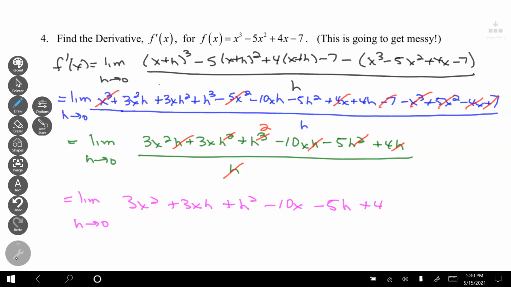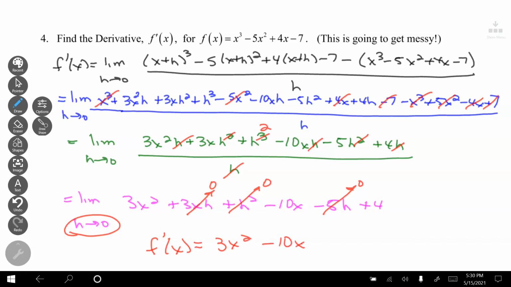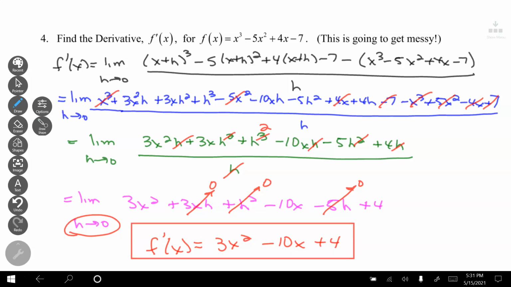And then I can plug in h goes to 0. There's an h here, it goes to 0. There's an h here, it goes to 0. There's an h here, it all goes to 0. And when I'm done, I get f prime of x is equal to 3x squared minus 10x plus 4. So the whole mess that we had in blue got filtered down to something not so bad.